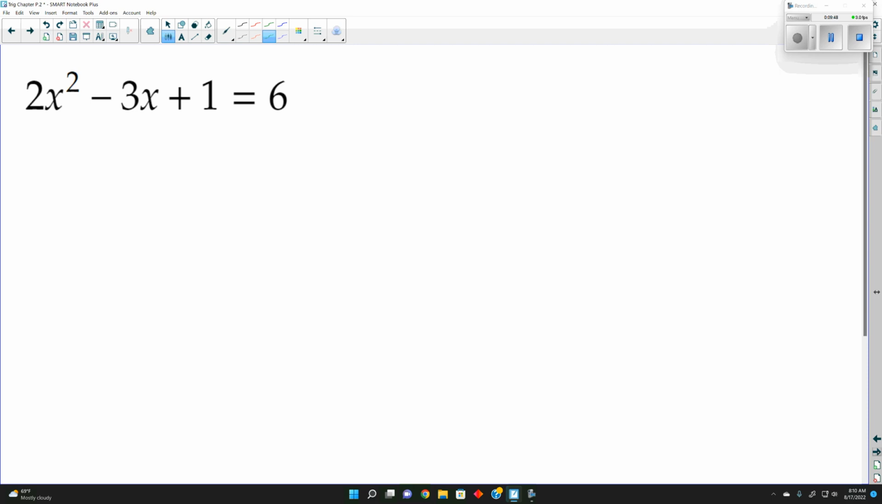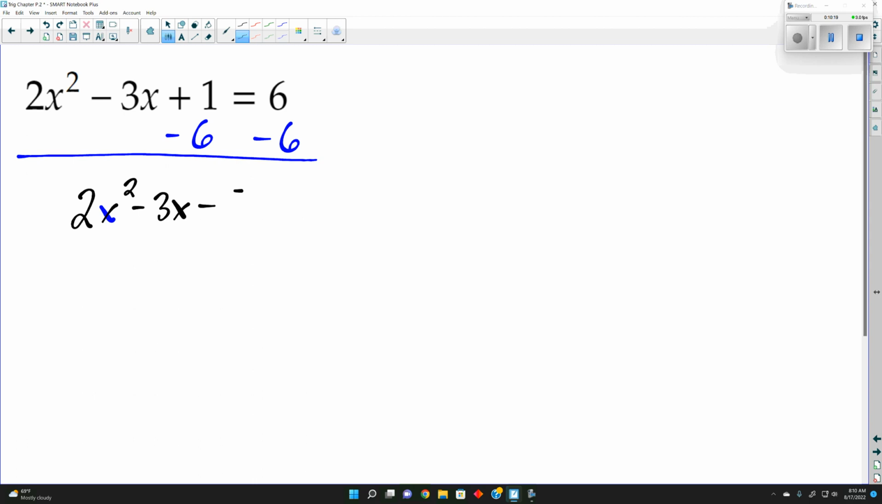All right, so the next one we have is 2x squared minus 3x plus 1 equals 6. We can do this one a little bit differently. We can do this by the quadratic formula this time. And if we're doing this by the quadratic formula, well, again, we need this to equal 0. So we can subtract 6 from both sides. Telling us that we have 2x squared minus 3x minus 5 is equal to 0.